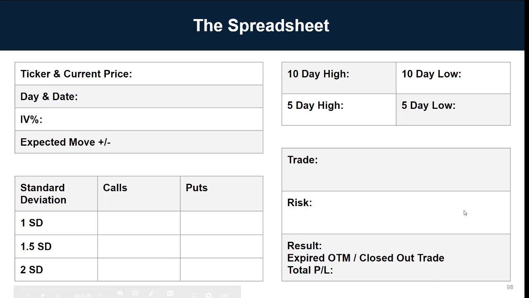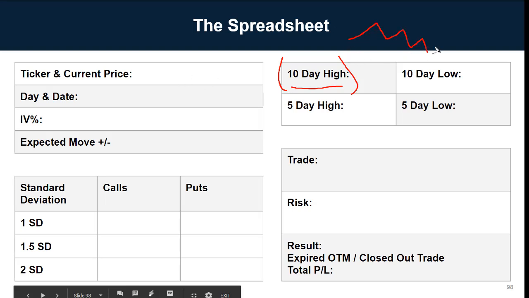When you're looking at your spreadsheet, a couple important things to note when you're selling call credit spreads are you want to note the 10-day high. Why would you note the 10-day high? Well, it's better to sell something that is above the 10-day high. Why? Because if the stock has traded like this, you're going to have a high over a 10-day period, which could be here, okay? So if you're selling a 1 standard deviation strike, you want to sell it outside of that high. You don't want to sell it inside of here, because that's where the stock has recently been. You want to sell it outside of the 10-day high.